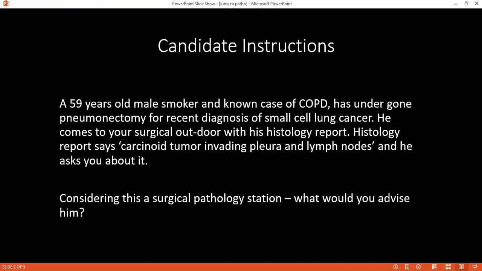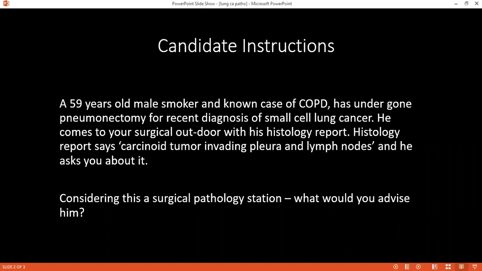Yes. Okay, which carcinoma of the lung is more aggressive? Small cell lung cancer. It is more aggressive and poorly differentiated. Okay, right. How can you confirm your diagnosis? What are the investigations that you can do?